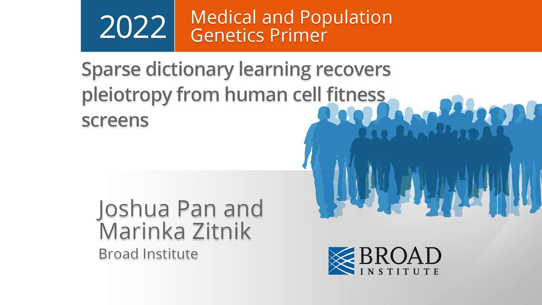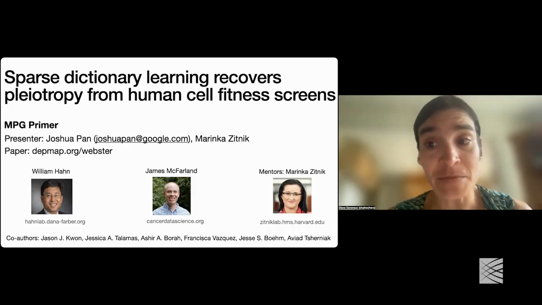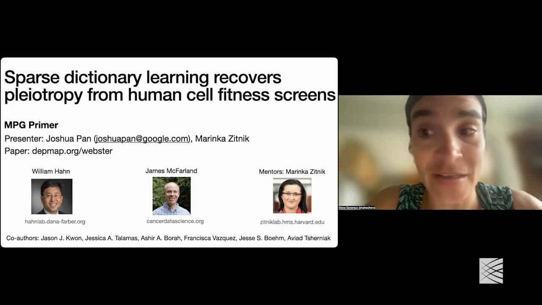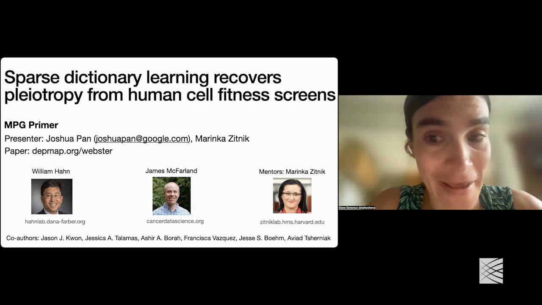We are very fortunate to have two speakers for today's session. The first speaker will be Dr. Joshua Pan, who is a postdoctoral fellow with William Hahn at Dana-Farber Cancer Institute and at Broad from 2018 to 22. He collaborated with Marinka Zitnik as well as Cancer Data Science and DepMap on this project. His current position is as a research scientist in genomics at DeepMind in London in the UK.